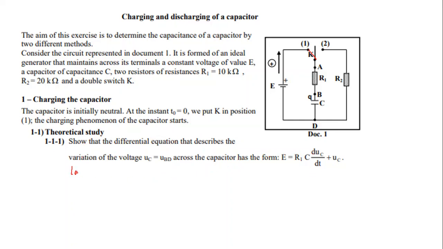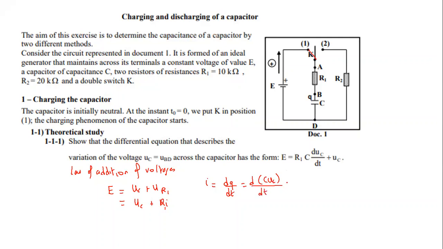In order to find the differential equation, we'll start with the law of addition of voltages as usual. This means that E, which is UG, is equal to U of the capacitor plus U of the resistor 1. This equals UC plus R1 times I. We know that I is equal to dQ over dt, which equals d(CUC) over dt, which means C duc over dt. Then we substitute here, so we get E equals UC plus R1 times C duc over dt. The question is to verify this equation, so it's verified.